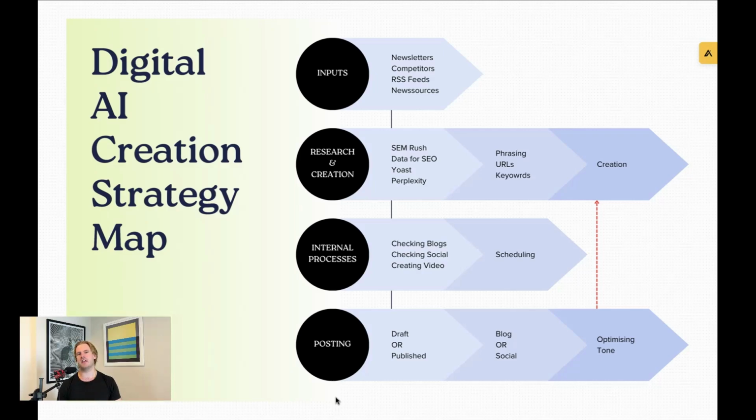Now, humans can spawn ideas organically, machines can't, but one way that we can counteract some of the deficit in machine intelligence is by using different input sources. From there, we need to go through a research and creation process, and then an internal process, and then a posting process. So inputs are very important. They give us a diversity of content. They also ensure that our content sources are robust and come from credible sources.